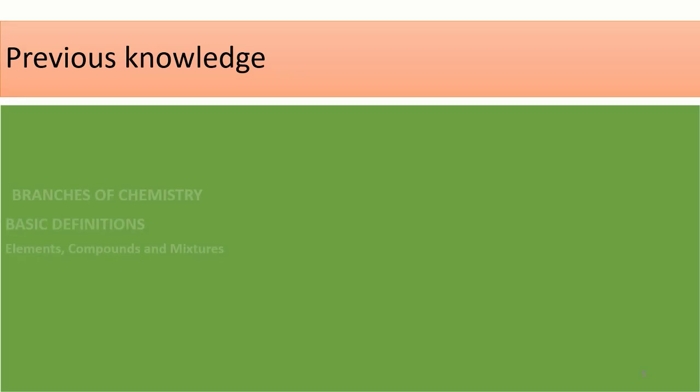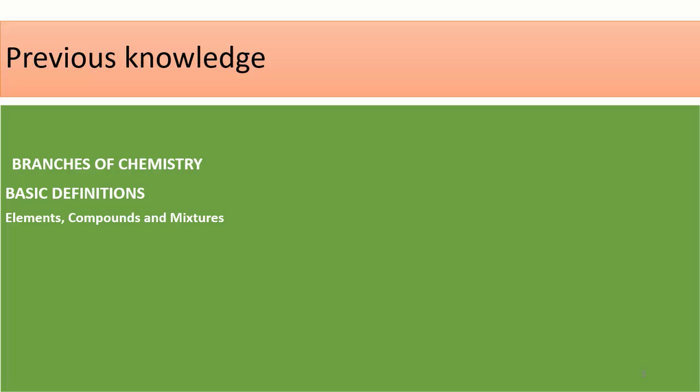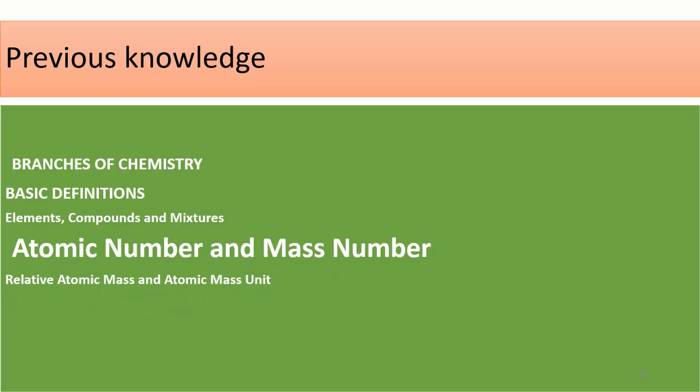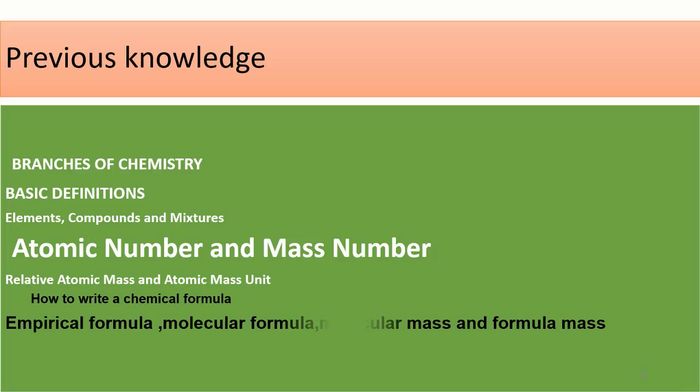Let's have a look at the previous knowledge. Students, you have already learned about branches of chemistry, basic definition. You learn about element, compound, mixture, atomic number, mass number, relative atomic mass and atomic mass unit. Then you learn how can you write a chemical formula, and then you learn different types of formula like empirical formula, molecular mass, formula mass, and you learn about ions and types of molecules.